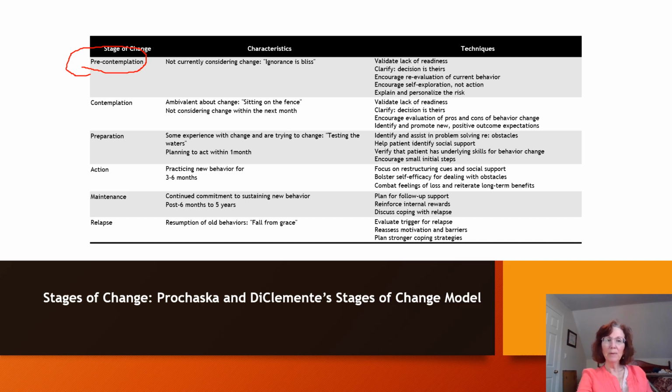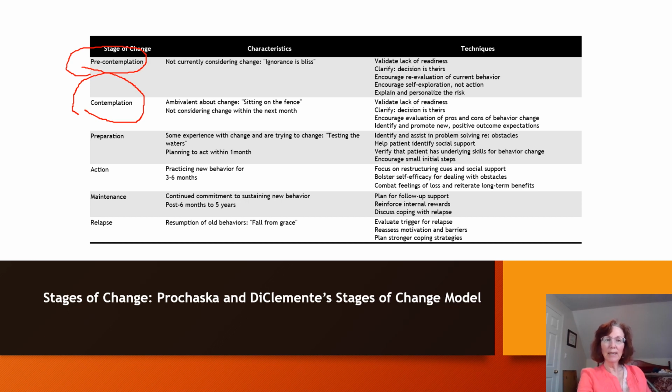Contemplation. They're ambivalent about change. They're just sitting on the fence. They're not considering change within the next month. We validate their lack of readiness, clarify the decision is still theirs, and encourage evaluation of the pros and cons of behavior change. "Well, if I change, this will happen. If I don't change, this will happen."